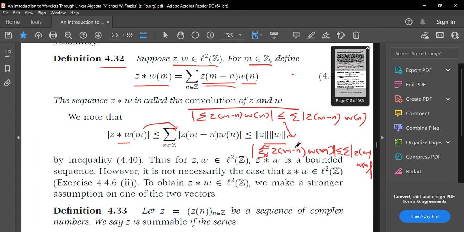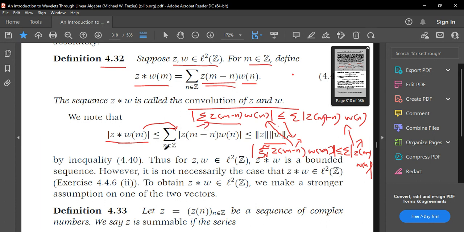If this is a sequence and this is a sequence, and for every n this sequence satisfies this inequality, then its limit also satisfies the inequality. The left hand side's limit as n tends to infinity is this one, and the right hand side's limit as n tends to infinity is this one. So we have that this mod of z star w of m will be less than or equal to the limit of this one.